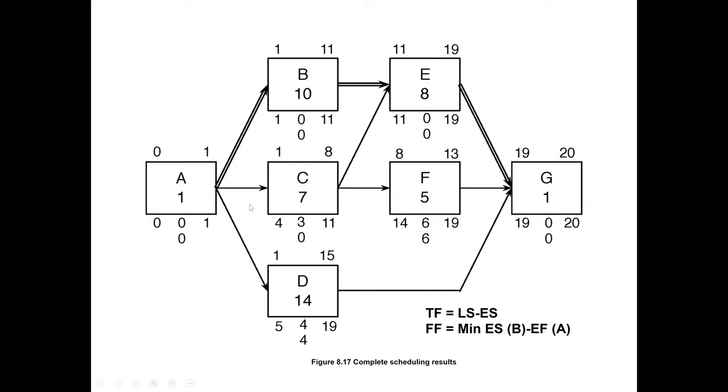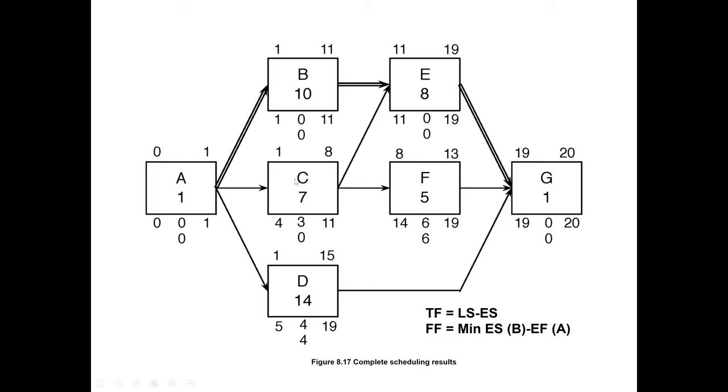Now free float is always equal to or less than the total float. For example, the free float for C is zero, and the free float for F is 6. Free float means it will not affect the starting time of the following or succeeding activity. So between F and G, the free float is 6. The project manager can delay for 6 days, or 1 day, 2 days, 3 days, because it is going to finish on the 13th, so the start time of G will not be affected.